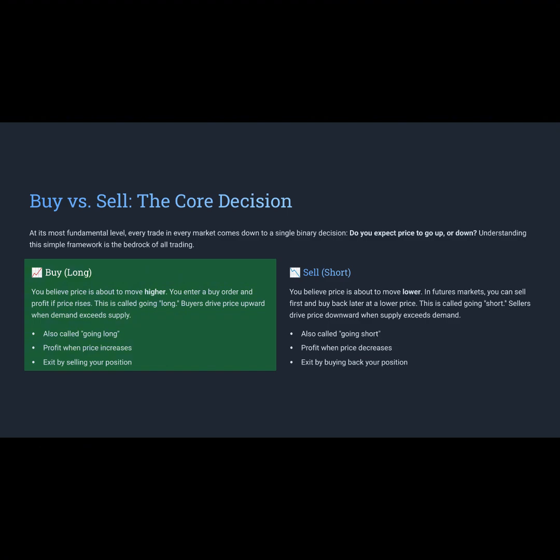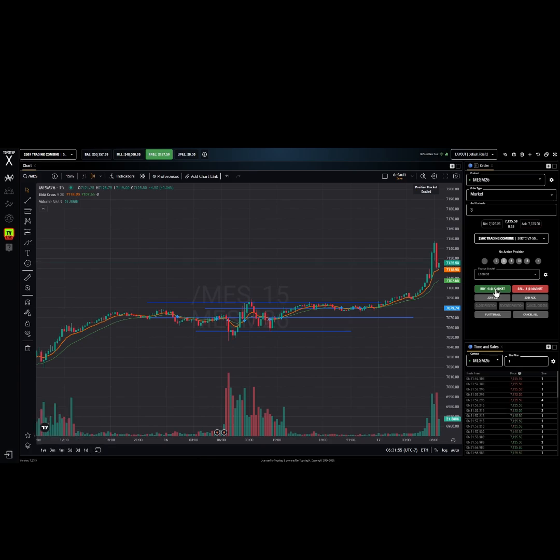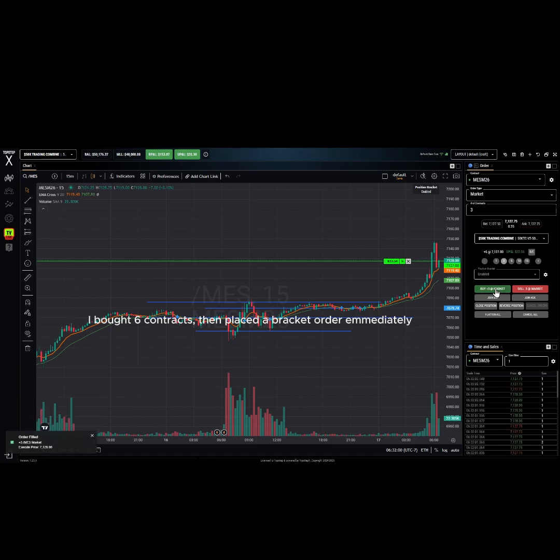Now let's talk about the buy and sell buttons. This is where execution happens. Buying means you expect price to go up. Selling means you expect price to go down. We're not focusing on trading yet. We're just understanding what these buttons do.